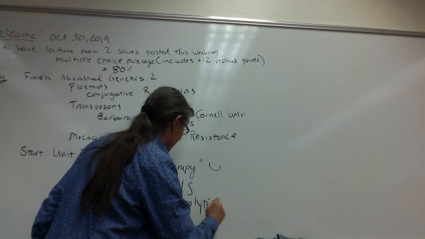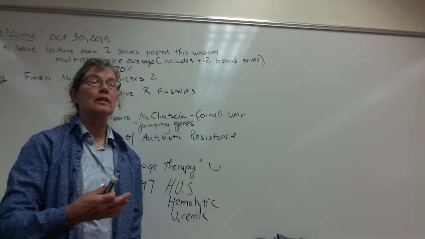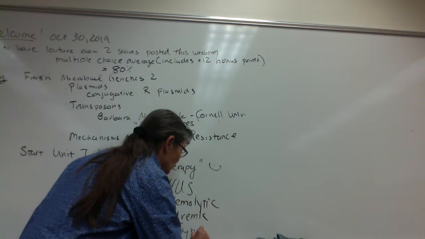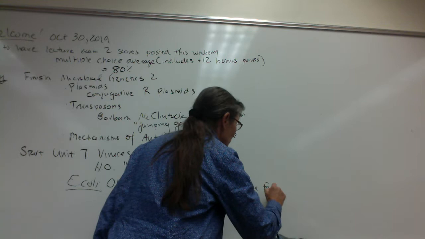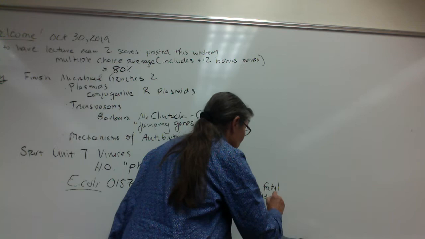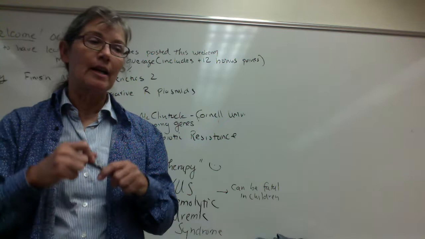Again, HUS stands for hemolytic because the red blood cells are lysing, causing an anemia. Uremic because we have excess blood urea. That's one signal that your kidneys aren't working well. Hemolytic uremic syndrome because more than one thing is going wrong. And again, folks, this can be fatal in children, or it can cause some permanent damage. So if ever you see children with red blood in their feces, I would go get it checked out immediately, right?